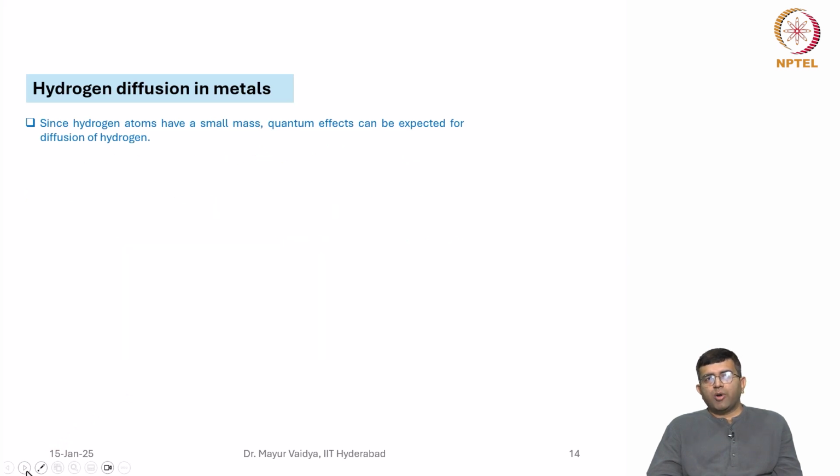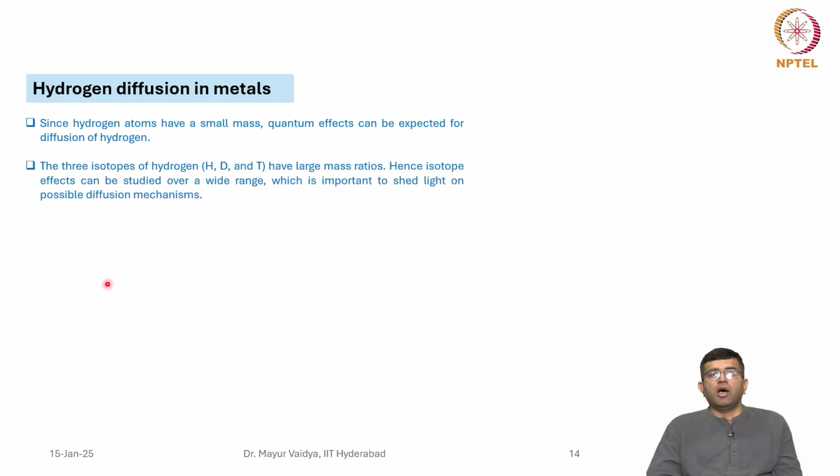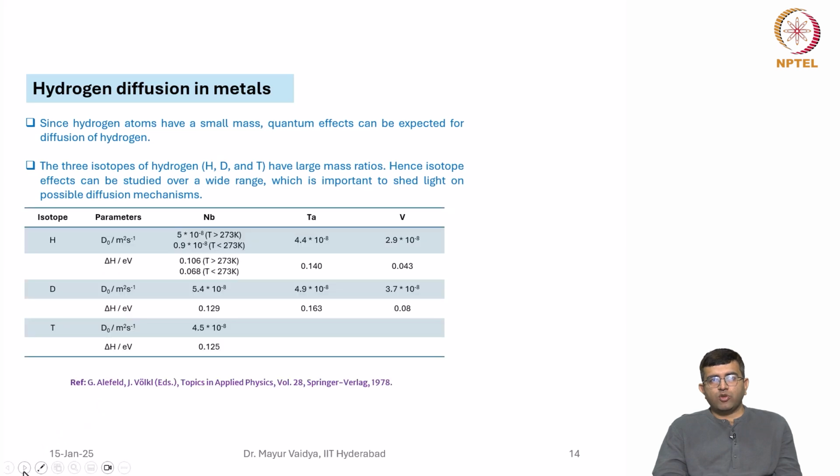Some amount of quantum effects are also involved in diffusion of hydrogen because hydrogen has a small mass. The three isotopes of hydrogen, hydrogen, deuterium and tritium, have large mass ratios, and therefore the isotope effects can be studied over a wide range, which sometimes can give us important insights into the diffusion mechanisms.